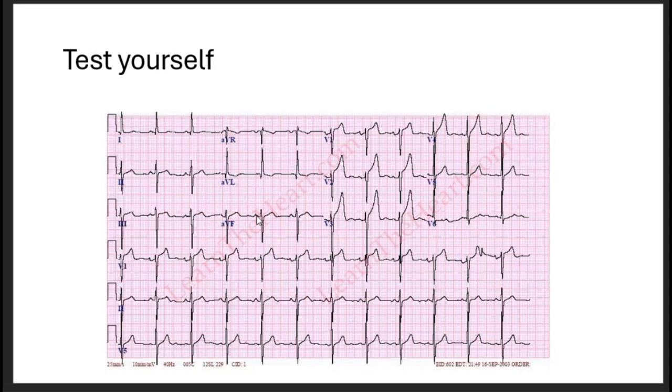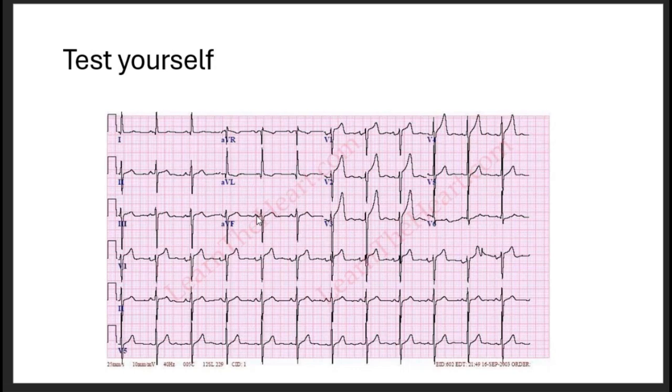These left anterior and left posterior hemiblocks are part of the left bundle branch block, but when both of them exist together, we say it's a complete left bundle branch block. Incomplete right bundle branch block will have the same pattern as the right bundle branch block.